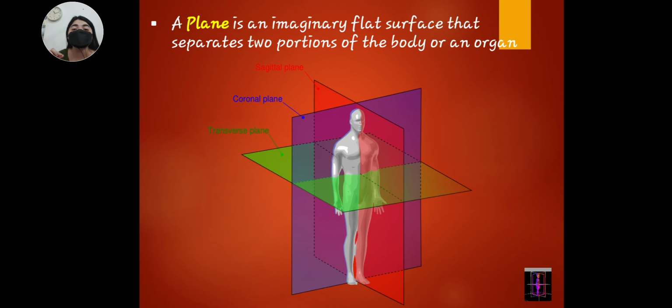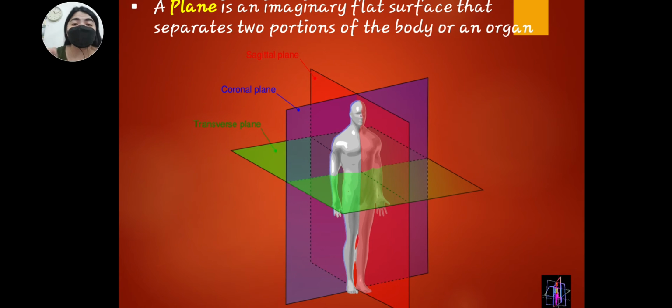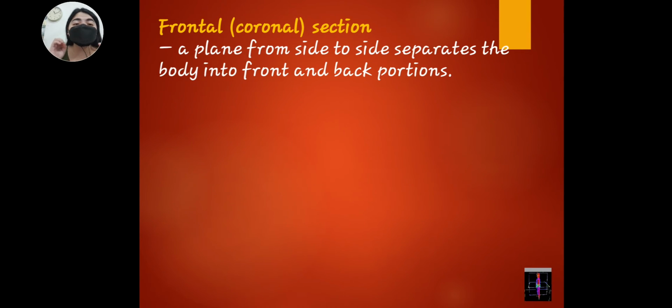The plane is divided into three planes, three sections. We have the sagittal plane, the coronal plane, and the transverse plane. Let me explain them one by one. Let's explain first the frontal plane, or coronal section. It is a plane from side to side that separates the body into front and back portions.